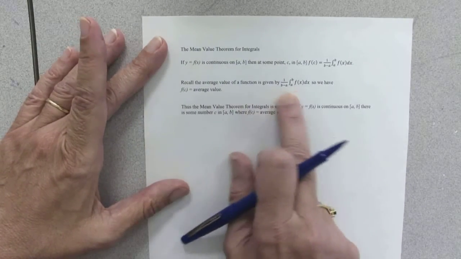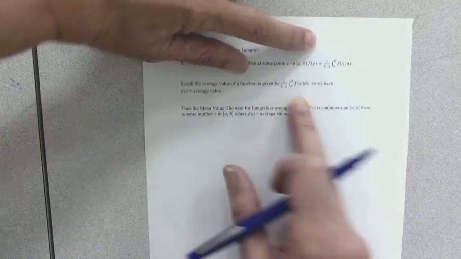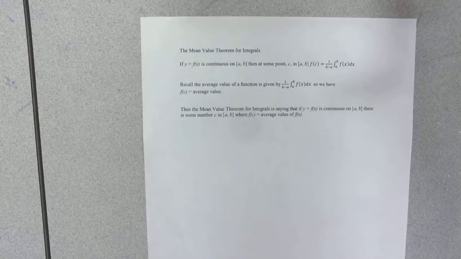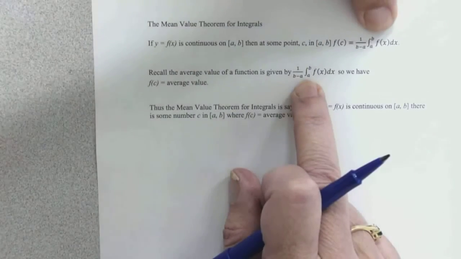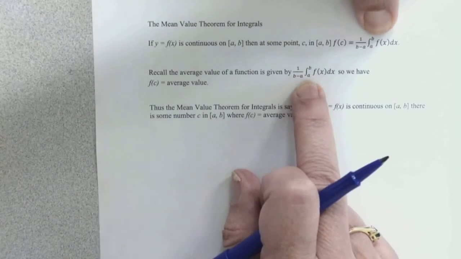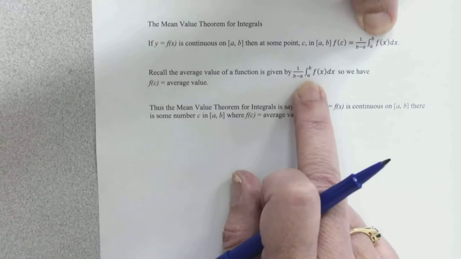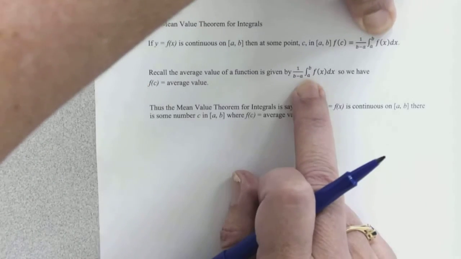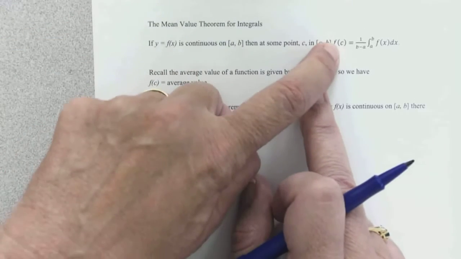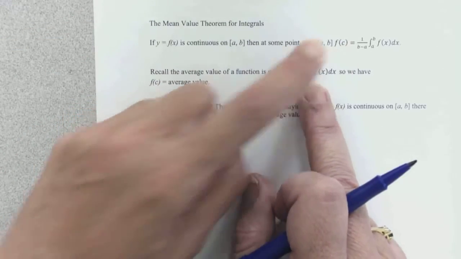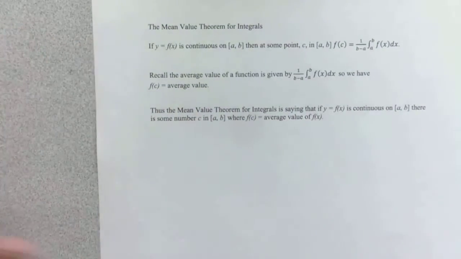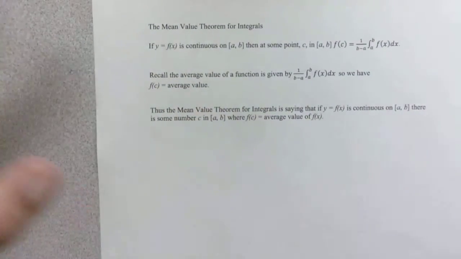Recall the average value is given by that, and notice that is in there. Zoom in a little bit so you can see it better. So there's the average value, which is in this definition here. And so all this is saying is that at some place in the interval, somewhere in a to b, there is some number that when you plug it into the function, you will get the average value.